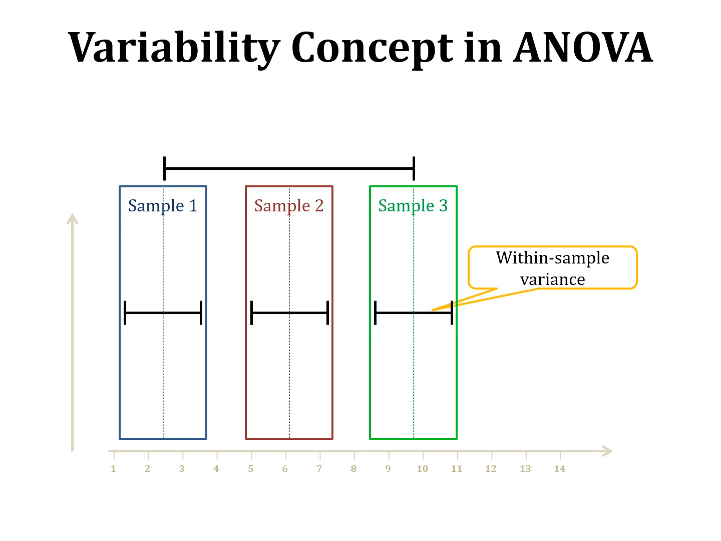And then we have the between samples variance, which is the variance between the samples, and this variance is because of the different mean values of the samples, right? So the source of this between samples variability is the difference between the mean values of the individual samples.